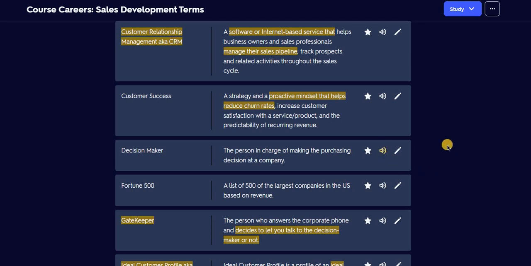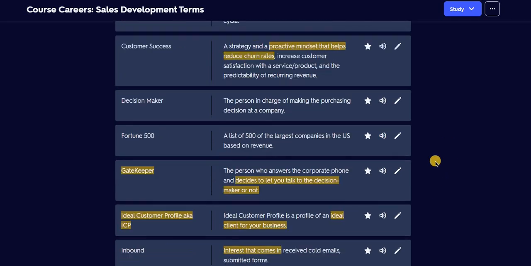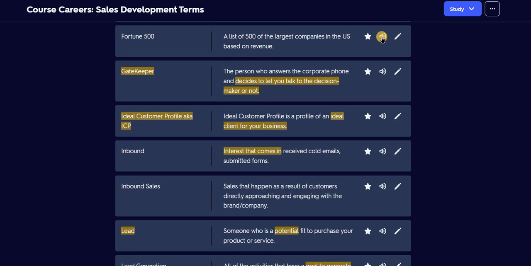Decision maker. The person in charge of making the purchasing decision at a company. Fortune 500. A list of 500 of the largest companies in the U.S. based on revenue. Gatekeeper. The person who answers the corporate phone and decides to let you talk to the decision maker or not.